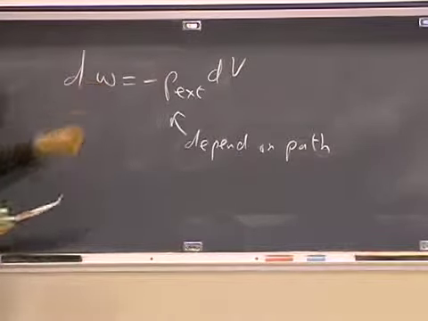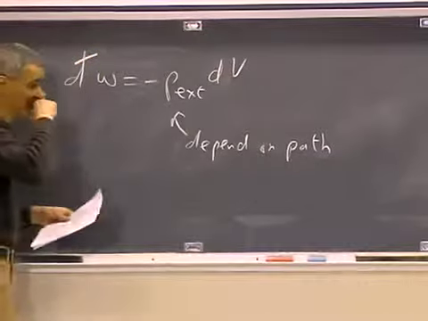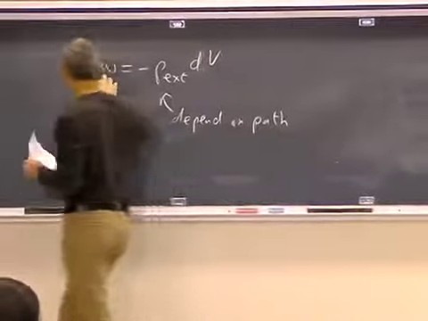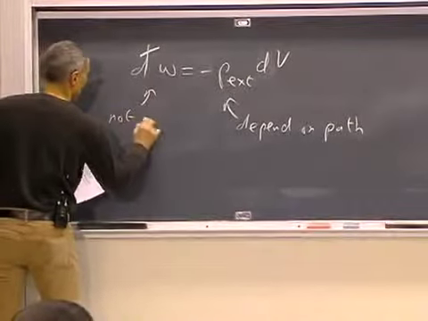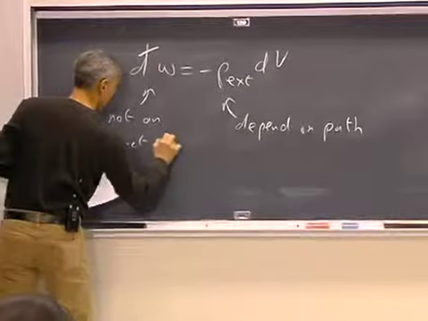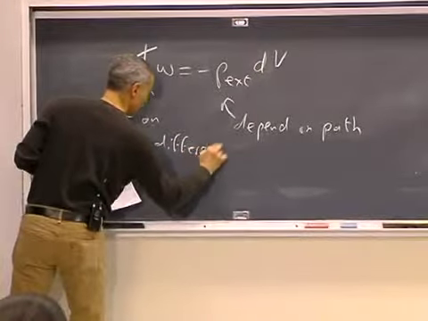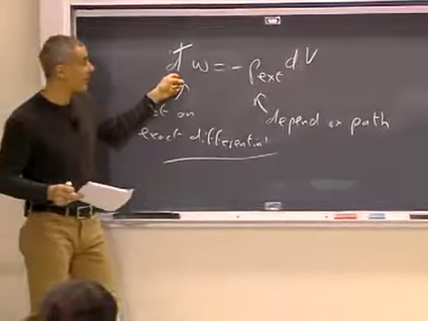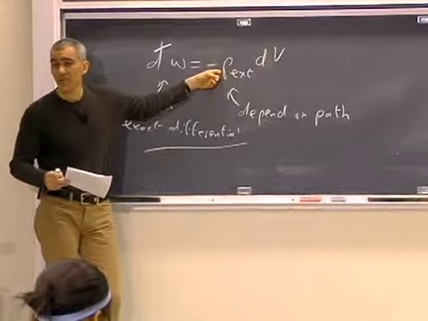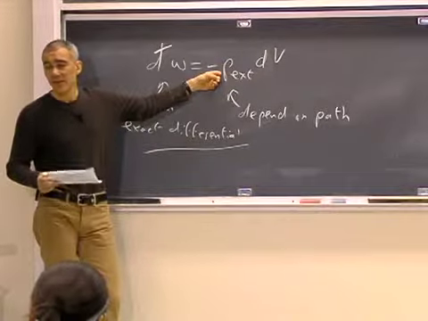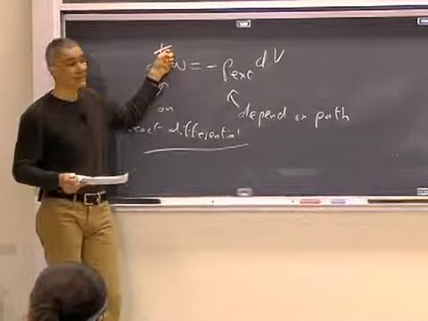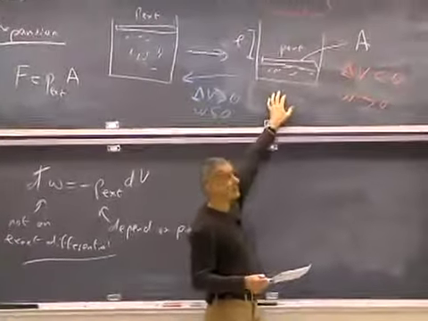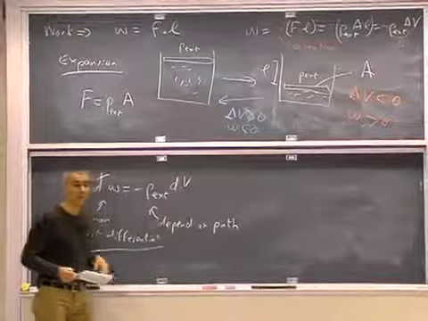Now I'm going to add a little thing here. I'm going to put a little bar right here. And the little bar here means that this dW that I'm putting here is not an exact differential. And what do I mean by that? I mean that if I take the integral of this to find out how much work I've done on the system, I need to know the path. That's what this means here. It's not enough to know the initial state and the final state to find what W is. You also need to know how you got there.